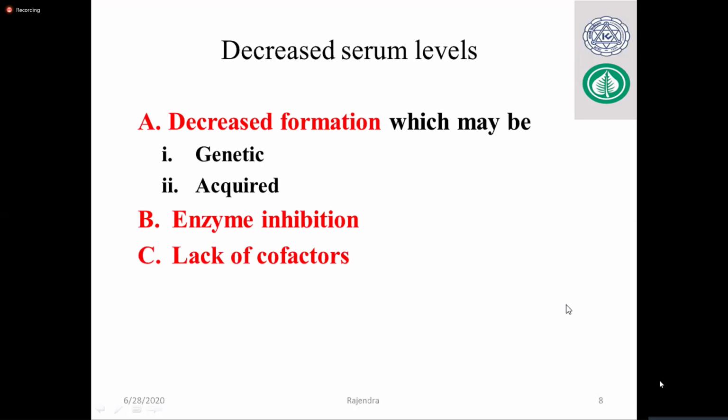Suppose decreased formation, which may be either genetic or acquired, or enzyme inhibition, or lack of cofactors or coenzymes. Many times we find something high in our blood in a particular disease, but there are some diseases which have very low levels of these biochemical markers that indicate something is wrong, and that happens due to decreased formation, which may be either genetic by birth, acquired after birth, or due to enzyme inhibition or lack of cofactors or coenzymes. These are the possible reasons we may get abnormal values of our biochemical markers.